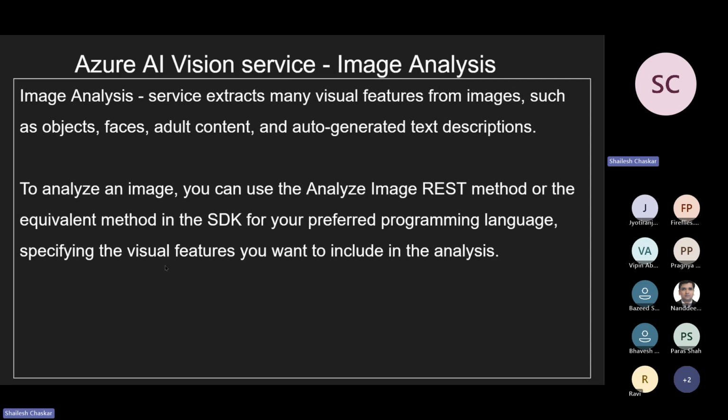Like when I'm analyzing an image, I can analyze what are the different objects, what are the different people also in that image, so it can highlight to you with some boundaries as well, and the confidence level, specifying the visual feature you want to include in the analysis. So simple. Image analysis: analyze the image, get the textual information if you want, get the object information via SDK, and then utilize and integrate with your system. Okay, that's the image analysis feature of Azure AI Vision service.